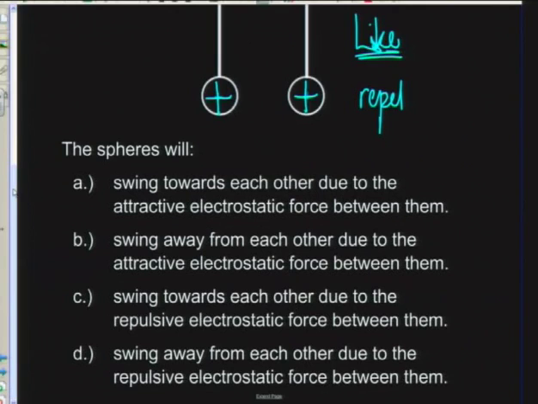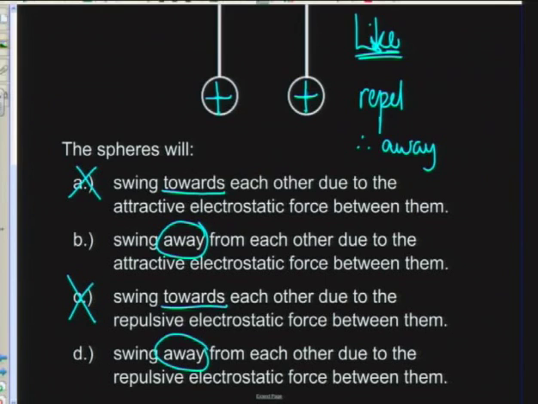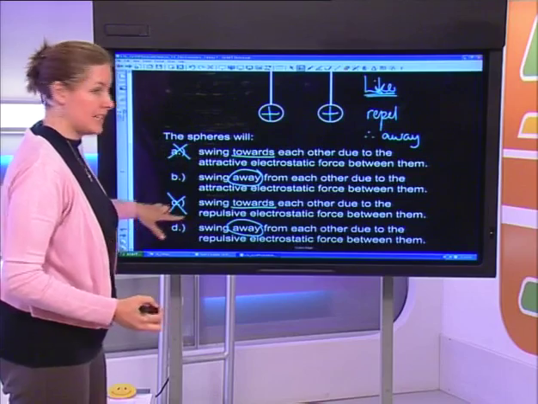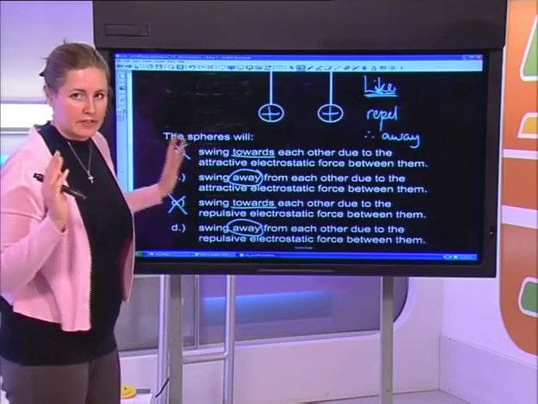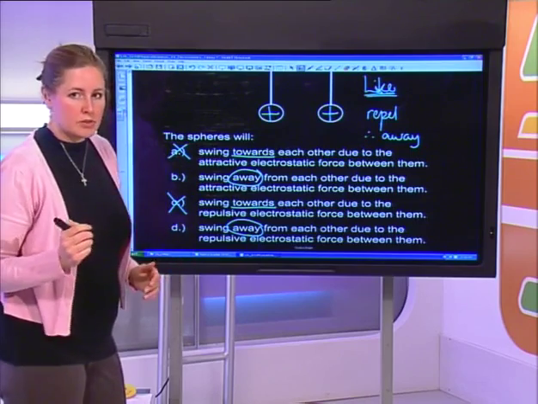So the spheres will swing towards one another immediately? I know they're repelling, so they will swing away from one another. Immediately I can cross off A as definitely not correct because of this word "towards". Swing away, well, that's true. Swing towards, definitely not. Or swing away, okay? So my only options are B and D. I've already cancelled out two options, so it's 50-50.